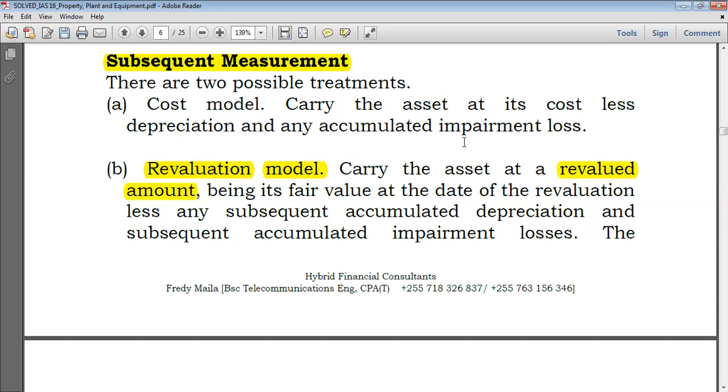So that's why we say carry the asset at the revalued amount, being its fair value at the date of revaluation, less any subsequent depreciation. Note this word subsequent here. In the cost model, we didn't say subsequent, but here we say subsequent. That means depreciation and impairment losses are counted from the date of revaluing the asset. So any subsequent accumulated depreciation and subsequent accumulated impairment losses. So we do something like this.